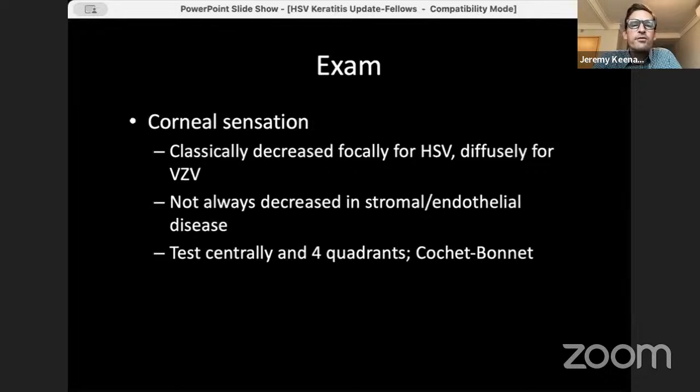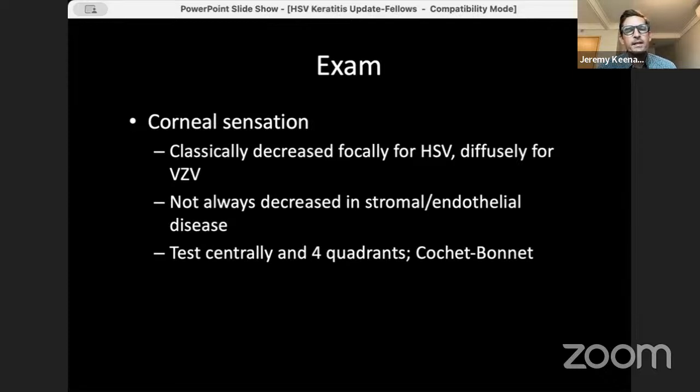It's not always decreased in stromal or endothelial disease. So if you have a patient with an interstitial keratitis and you think it might be due to herpes, but their corneal sensation is normal, it still could be due to herpes. The decreased corneal sensation is going to be most notable in people with epithelial disease.